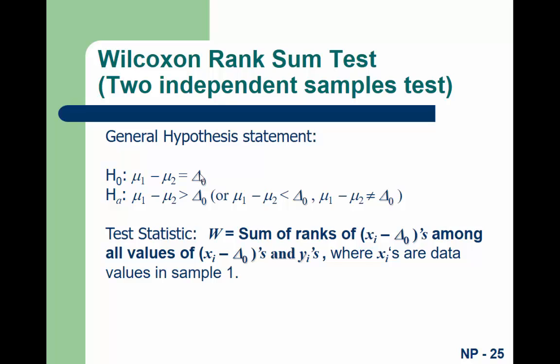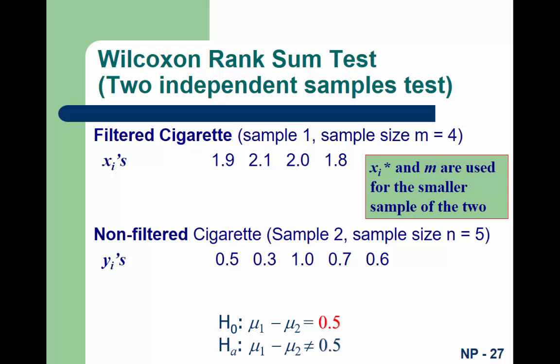Now, if this delta is not 0, then when you calculate the Wilcoxon Rank Sum Test, you will use the sum of ranks of xi minus delta 0. The xi's are all the values observed from the first sample, or the smaller sample. Let's look at this example. Here we're doing a two-independent sample test.